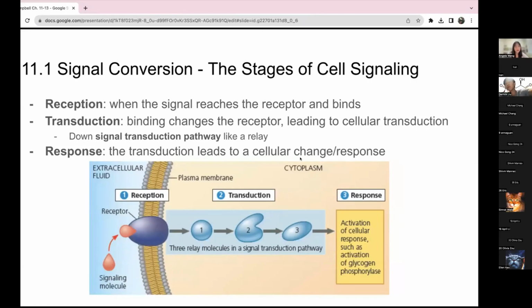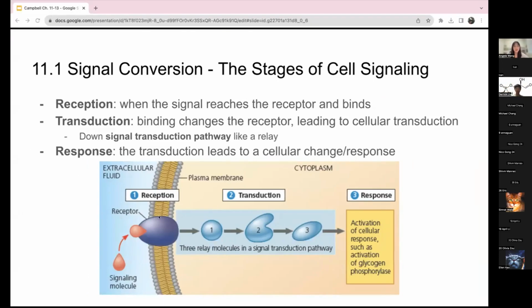Okay, here are the three basic stages of cell signaling. First is reception, where the signal reaches the receptor as a ligand and then binds to the receptor protein on the cell. Remember, the receptor is very ligand specific, so the whole transduction process here will depend on what the ligand looks like and how well it fits into the receptor. The binding of the signaling molecule changes the shape of the receptor protein, and this initiates transduction. During transduction, the signal is essentially converted into a response down the signal transduction pathway.